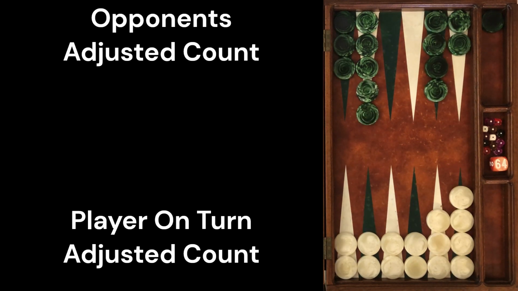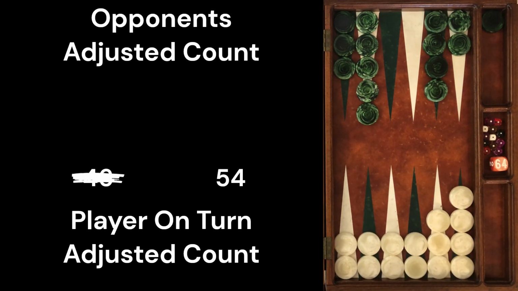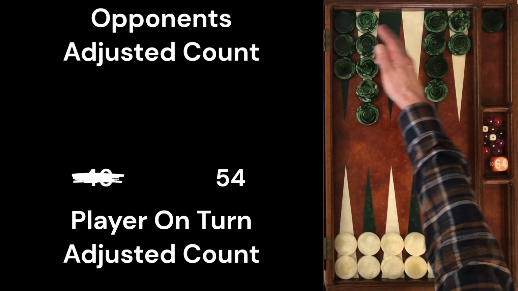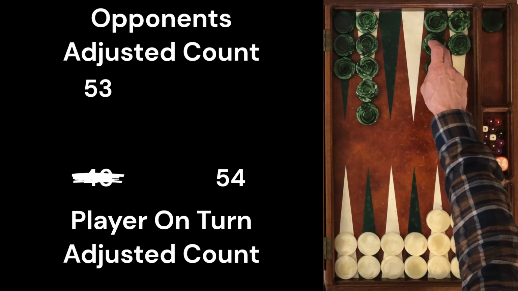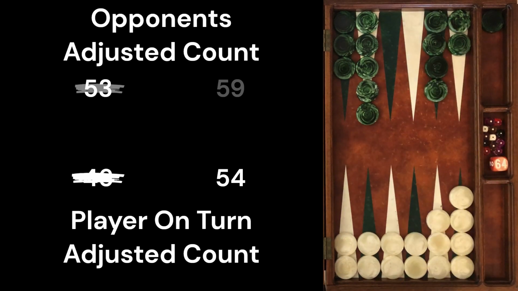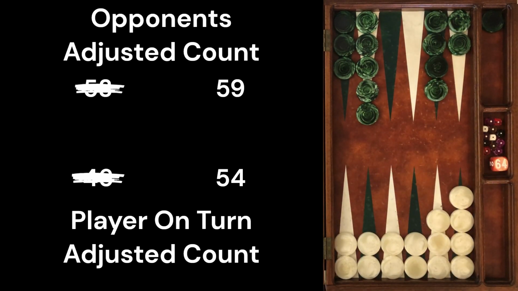Our next position, our pip count, 42, 46, and our penalties, 46, 47, 48, and 6 is 54. 46 is the pip count, 54 is the new adjusted pip count. And for the opponent, their pip count is 40, 51, and 2 is 53, and their penalties 54, 55, 56, 57, 58, 59. So 53 is a pip count, but their new adjusted pip count is 59.